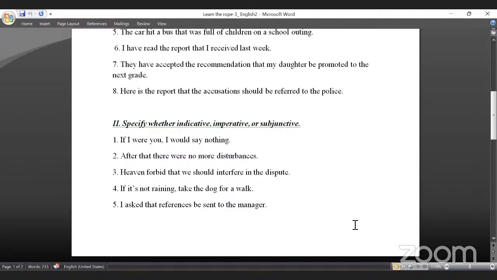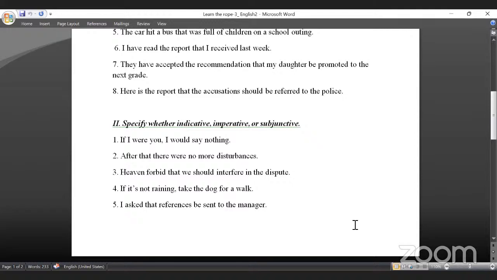So if you want to make this indicative, how do you change it? He sent to the manager. He sent the references. He sent references to the manager. References should be sent to the manager. Okay. So if I say references should be sent to the manager, then it becomes indicative mode.